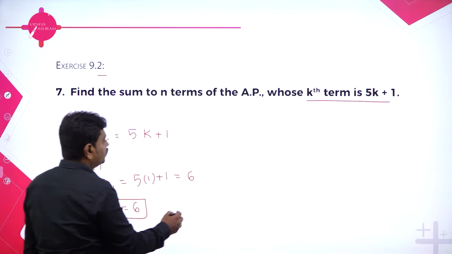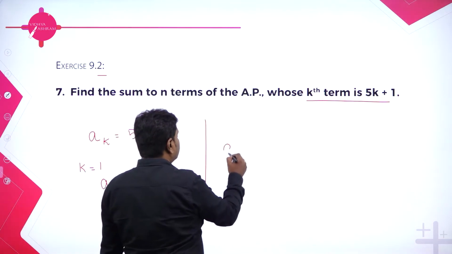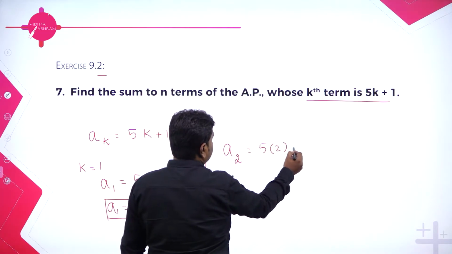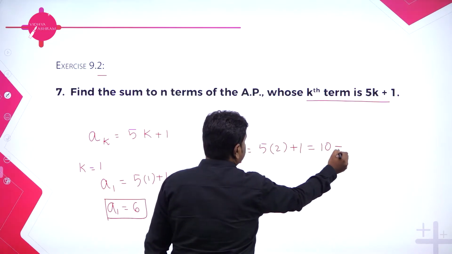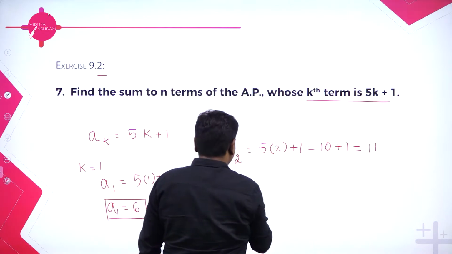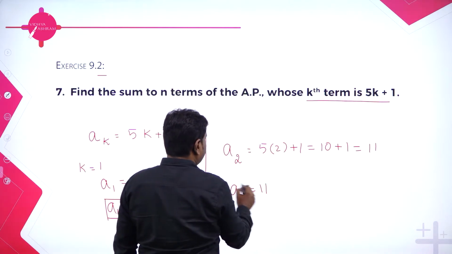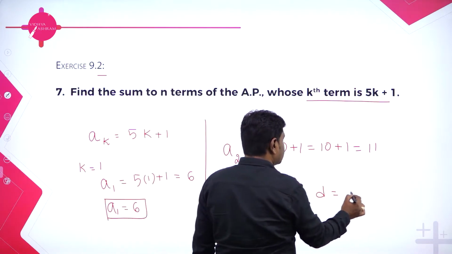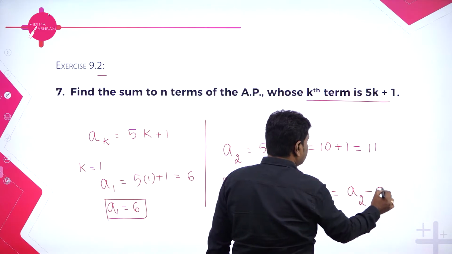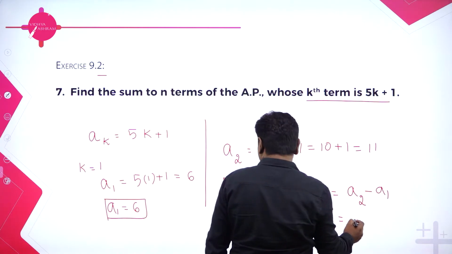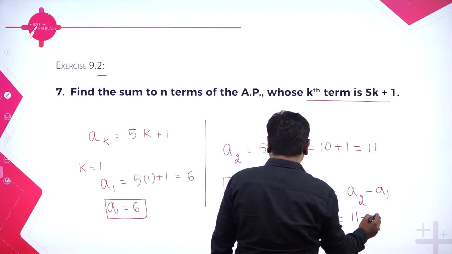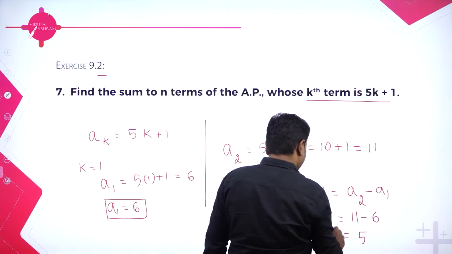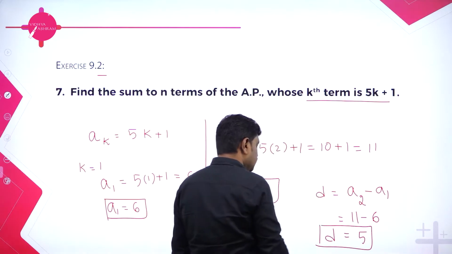Now go to a2. We can also find a2. What is a2? In the place of k, put 2. 5 into 2 plus 1, that is 10 plus 1, that is 11. So now we got a2. It goes on, but we need only two terms, so we can find the common difference. What is the common difference? a2 minus a1. What is a2 we got? 11 minus, what is a1 we got? 6. 11 minus 6 gives you 5. Now you got the common difference.